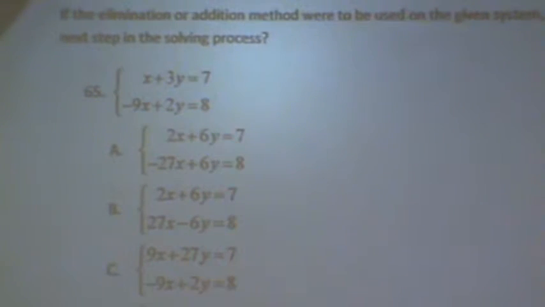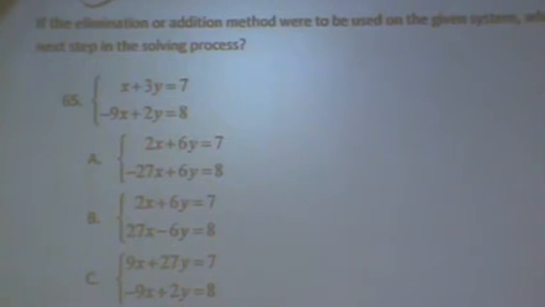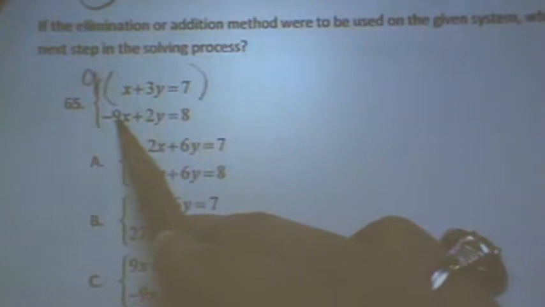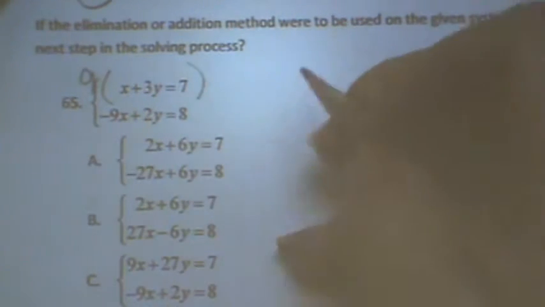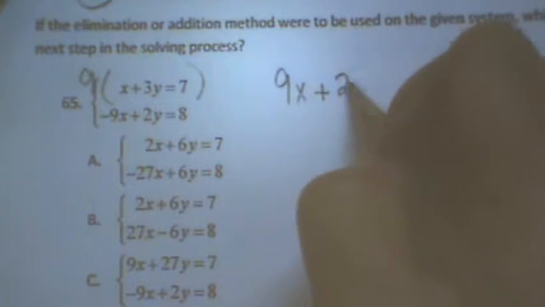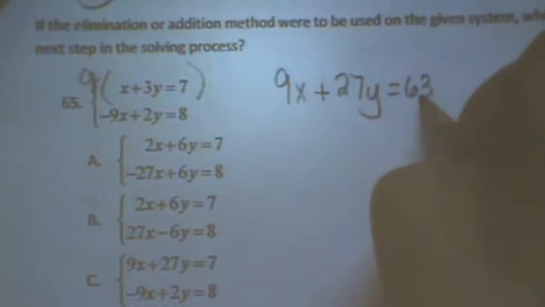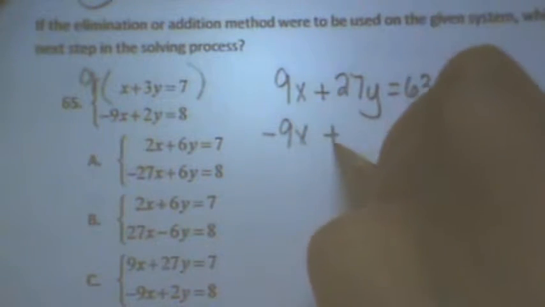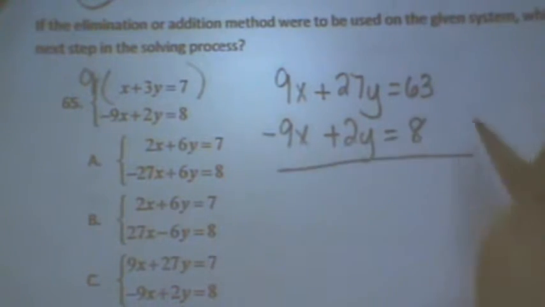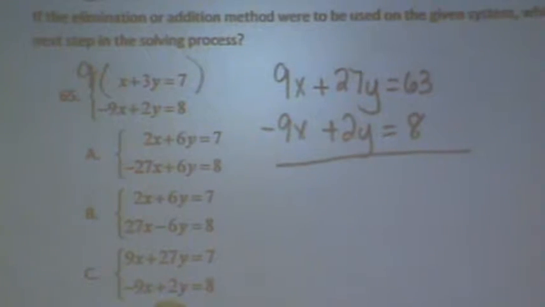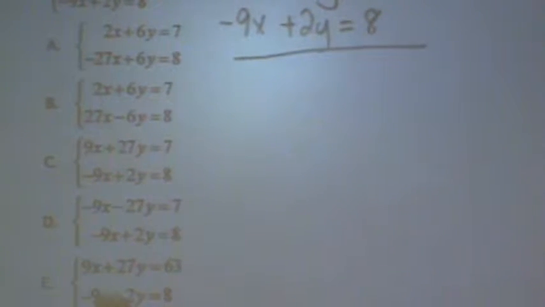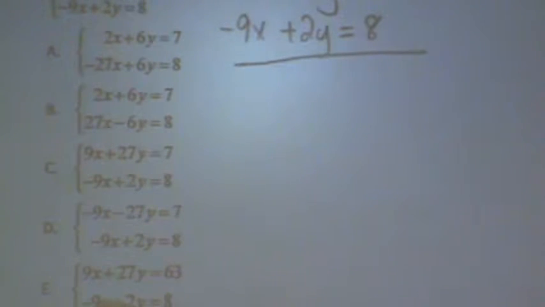Next one, 65. If the elimination or addition method were used on the given system, what would be the next step in the solving process? I would multiply this top equation by 9, because I have a negative 9x here. So if I multiply this by 9, I get 9x plus 27y equals 63, keeping the bottom the same. So the two equations that I would have are 9x plus 27y equals 63. So for 65, E is the correct answer.